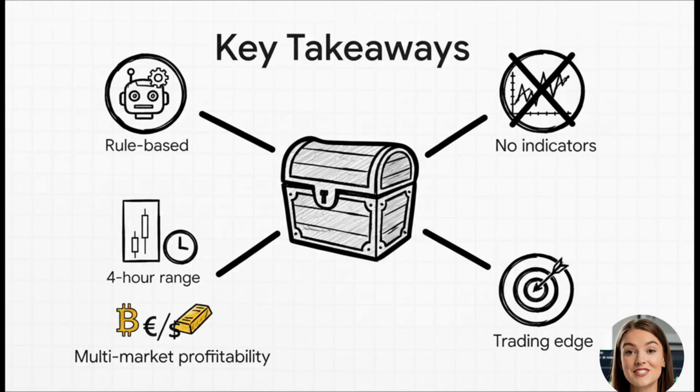So, what are the big things to remember from all this? First, this is a purely mechanical system. You just follow the rules, no questions asked. Second, it's clean. You don't need any messy indicators. The entire strategy is built on that first 4-hour range of the New York session. And finally, these backtests, even though they're brief, suggest that this simple idea might actually have a real edge across a bunch of different markets.